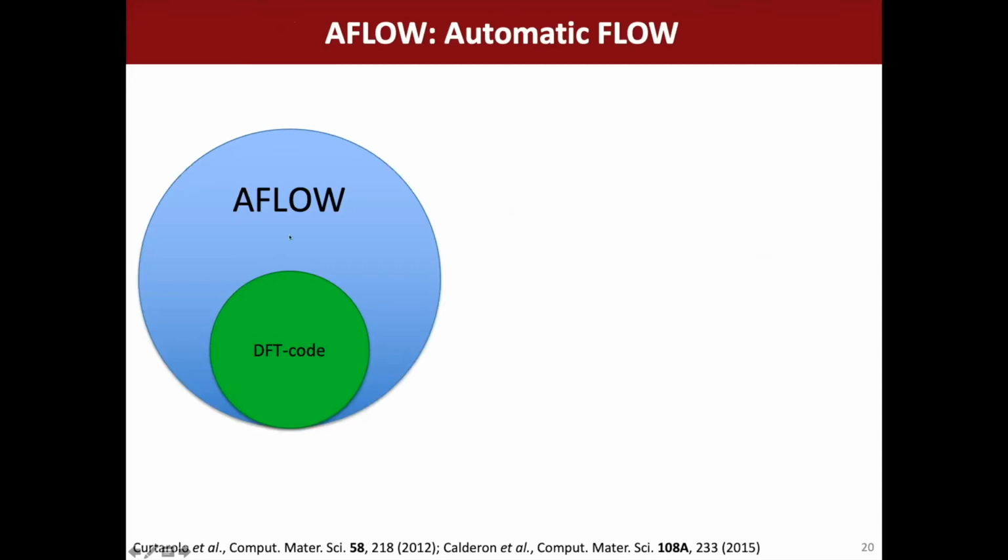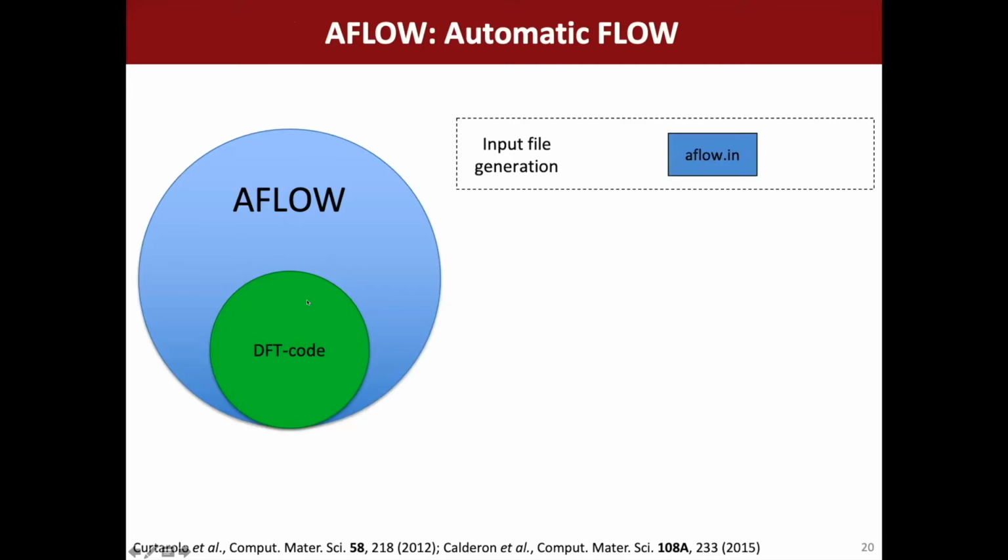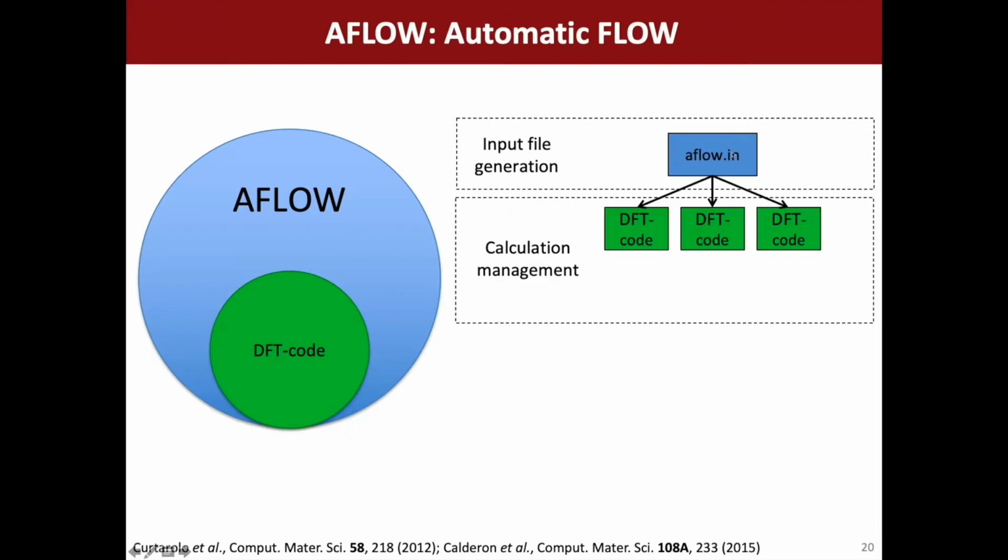So the way AFLOW works is it wraps around the DFT code. You have a single input file, called the AFLOW.in input file, and we'll be talking about the structure of this file in later sessions. This will then start multiple density functional theory calculations. It monitors the calculation. If it reads an error in the output file, it changes the input file parameters and restarts the calculation, trying to get it to run successfully.